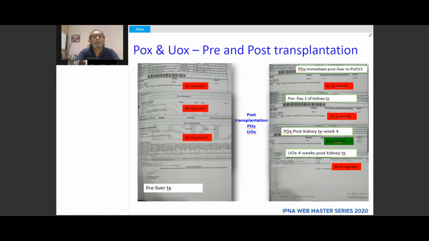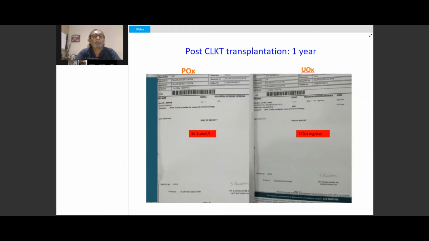Even after 1 year, you can see plasma oxalate still at 36 in the same patient, the same child, around 16 years old, and the urinary oxalate still high at 170. The patient probably had marginal graft dysfunction because of continued hyperoxaluria, with creatinine around 1.5 to 1.6. Now it's the third year post-transplant.